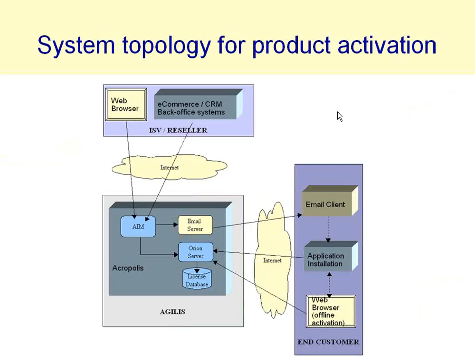So the type of system topology you might have for a product activation: first of all, you'd have yourself or your reseller, either from a web browser or from your back office system up here, talking over the internet to AIM. And AIM, running on its own Orion server and the email server, talking out over the internet to your end customer over here.